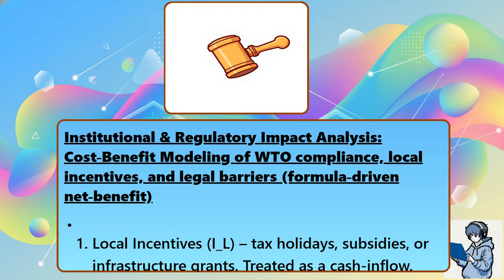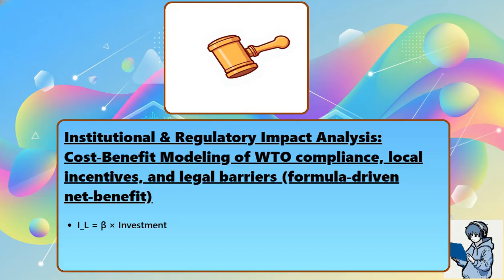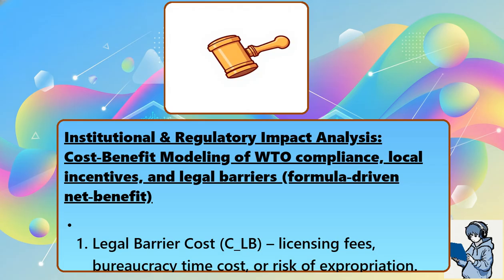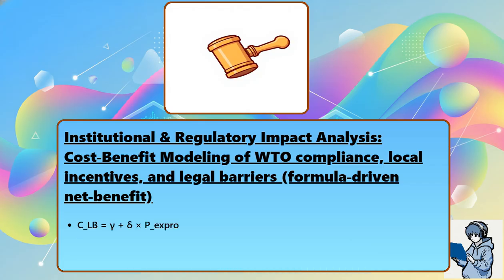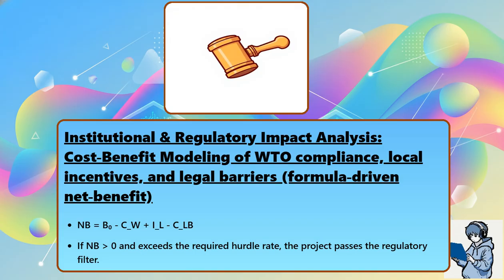3. Local incentives, IL: tax holidays, subsidies, or infrastructure grants, treated as a cash inflow. IL equals beta times investment. 4. Legal barrier cost, CLB: licensing fees, bureaucracy time cost, or risk of expropriation, modeled as a fixed amount plus a probability factor. CLB equals gamma plus delta times P_expro. 5. Net benefit, NB. NB equals B0 minus CW plus IL minus CLB. If NB is greater than 0 and exceeds the required hurdle rate, the project passes the regulatory filter.